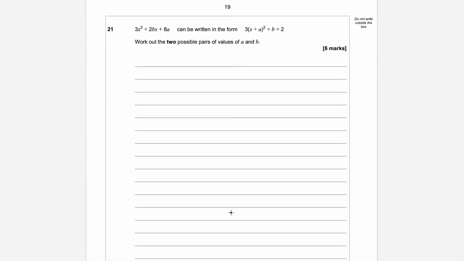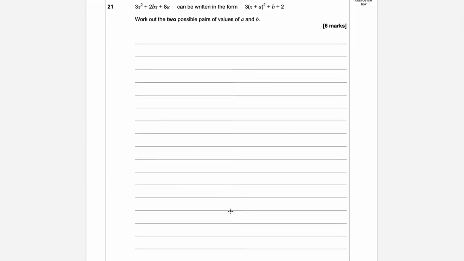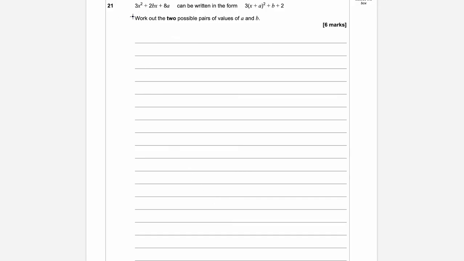Okay, last question, guys, I believe. 21. 3x squared plus 2bx plus 8a can be written in this form. Work out the 2 possible pairs of values of a and b. Okay, so guys, this is a completing the square question, but it's obviously not an easy one.